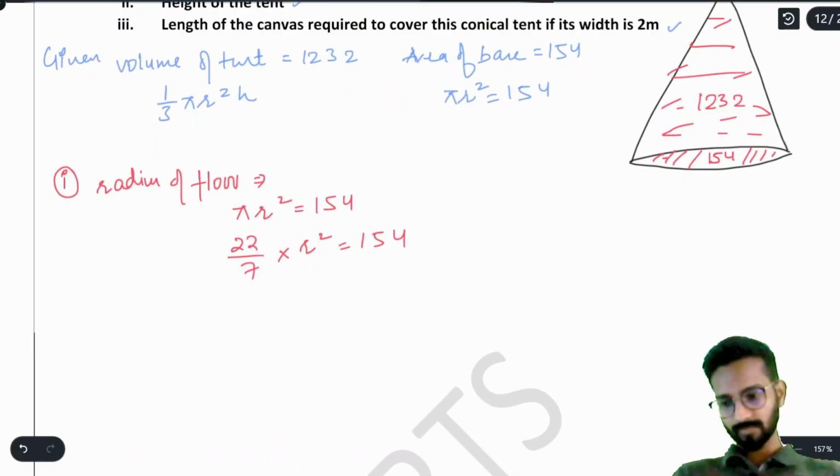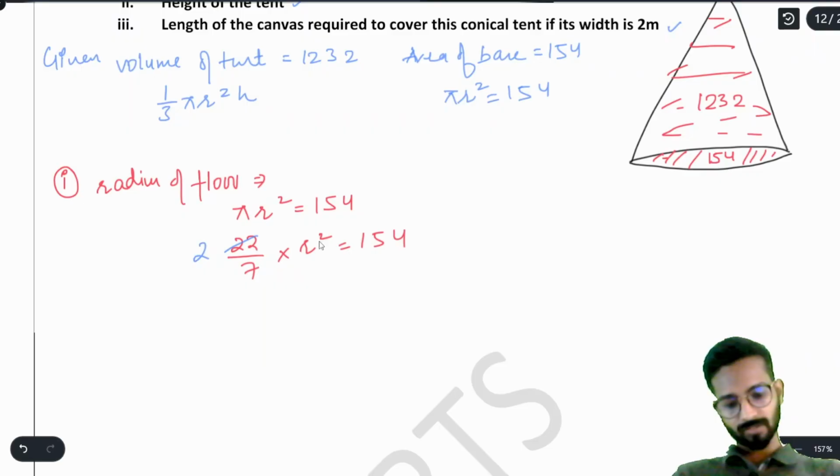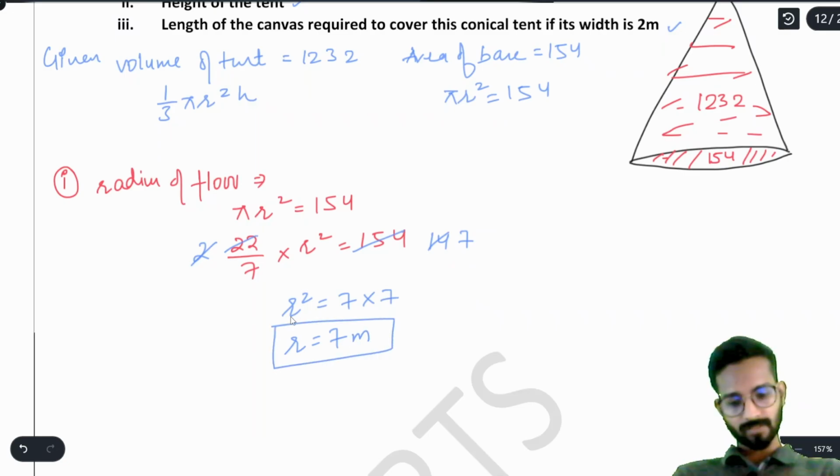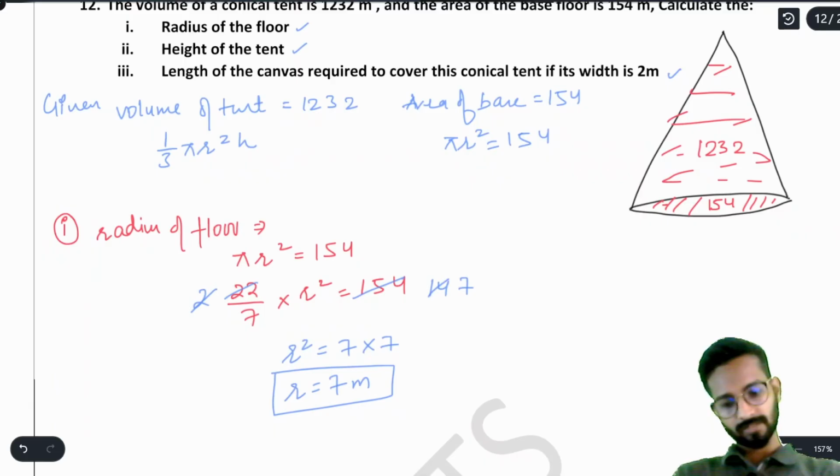So r square will become 154 divided by 22, which is 7, times 7. So r square will be 7 into 7, and radius will be 7 meters. Simple. So radius of the floor is 7 meters. Now, the height of the tent.